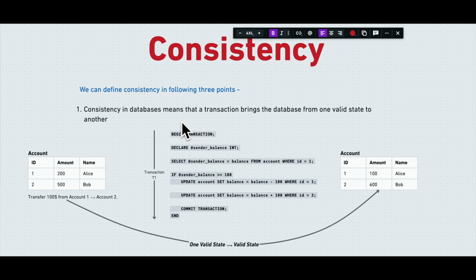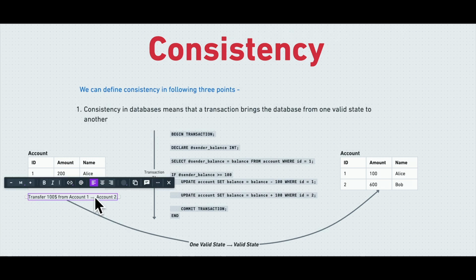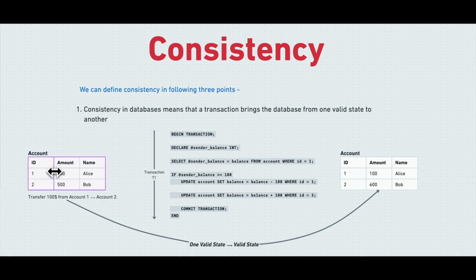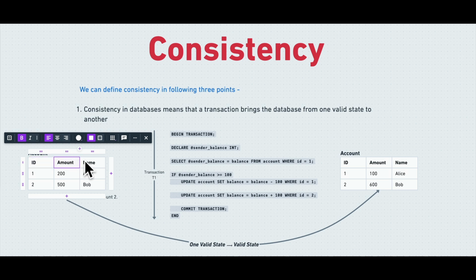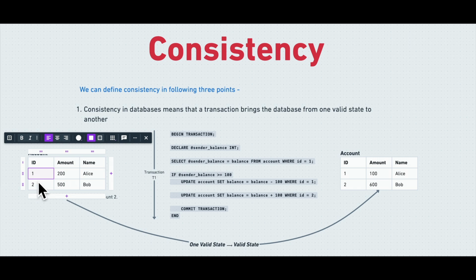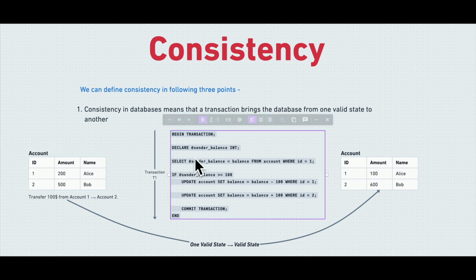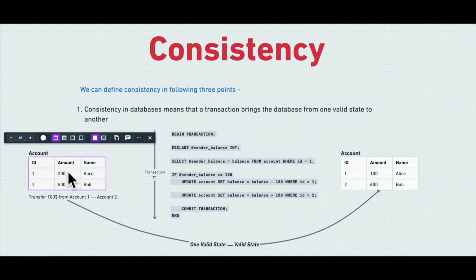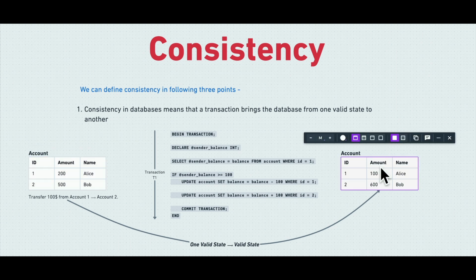When I say this, let's understand through the same example, like transferring $100 from account 1 to account 2. Let's assume we have this simple account table where we have an ID column, an amount column, and a name column. We have two entries over here, account ID 1 and account ID 2. We already have seen this query before. So we will try to understand what exactly we mean by one valid state to another valid state. When we are transferring $100, after the transaction the database should be in a consistent state, right? How do we ensure this?